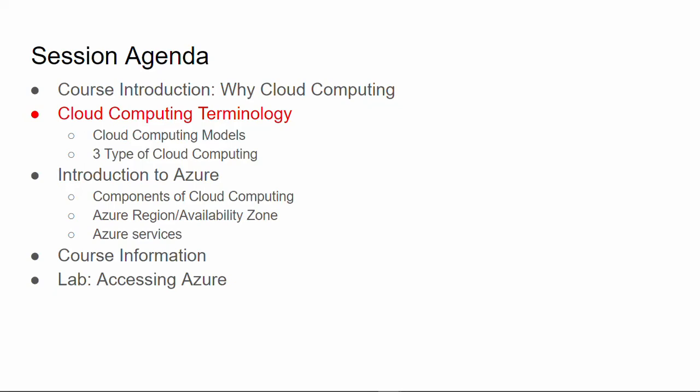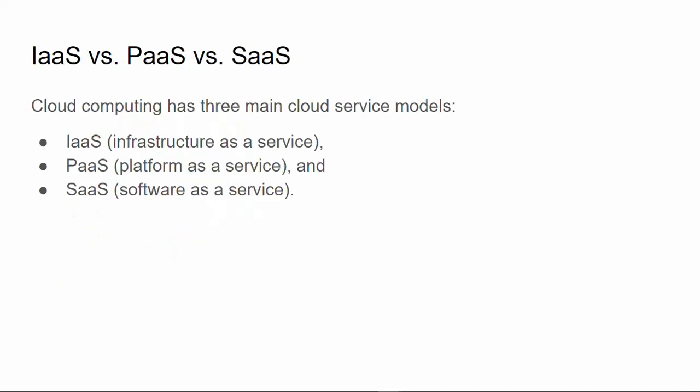Now let's talk about some terminologies that you frequently run into in cloud computing. Let's start with IaaS versus PaaS versus SaaS. These are basically the main cloud service models. Cloud computing has these three main cloud service models. IaaS is infrastructure as a service, PaaS is platform as a service, and SaaS is software as a service.